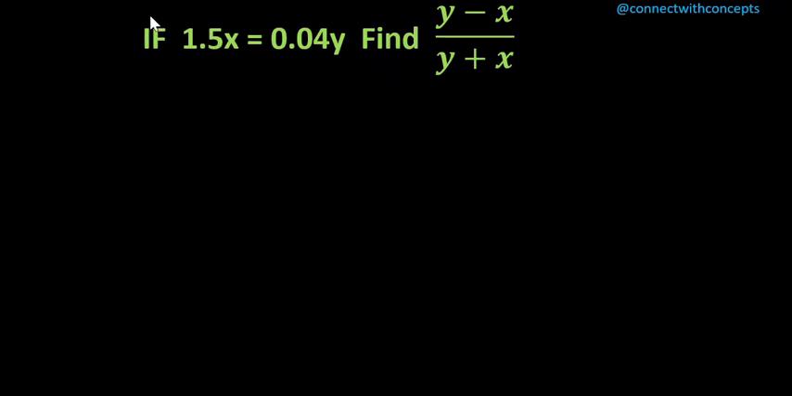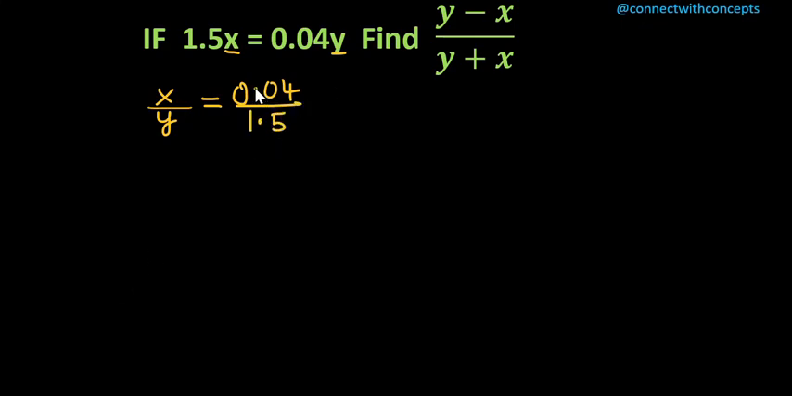Let's have an example from algebra. I'm given an algebraic equation and I have to find the value of an algebraic expression having variables x and y. So first we will find the value of x and y from this equation. So x on the left hand side, y on the right hand side. Bringing them on the left hand side, y will go in the denominator, and on the right hand side we have 0.04 over, this will go in the denominator on the right hand side.